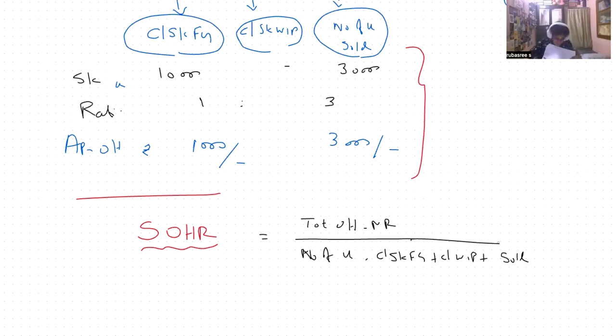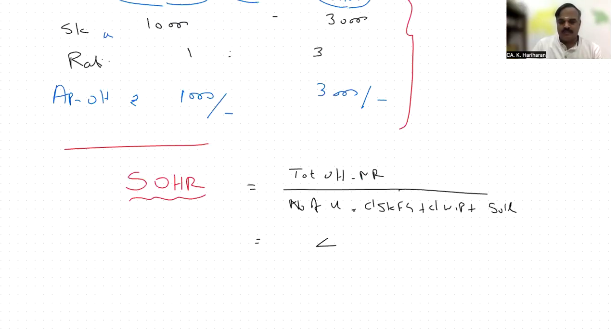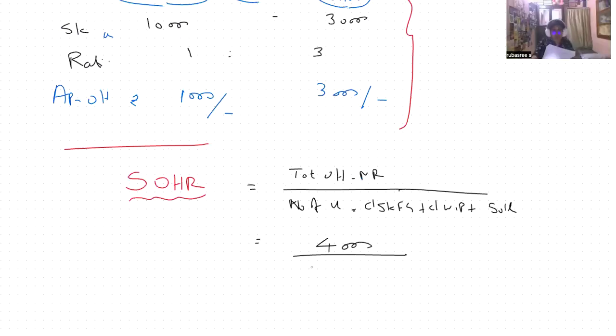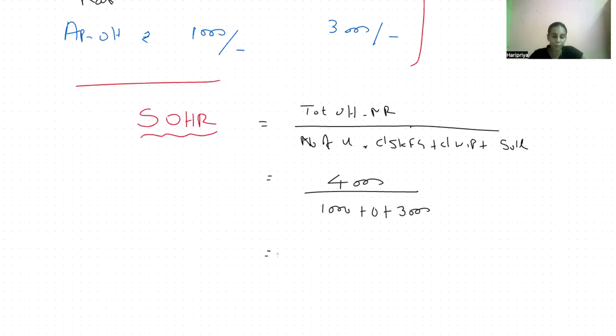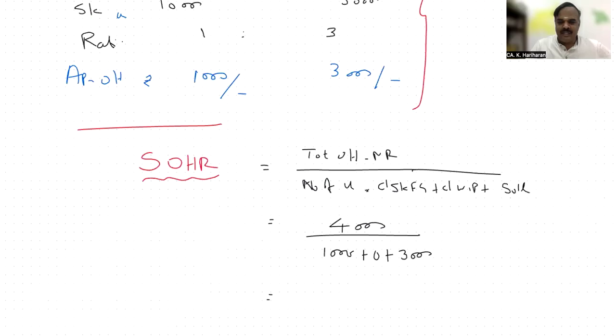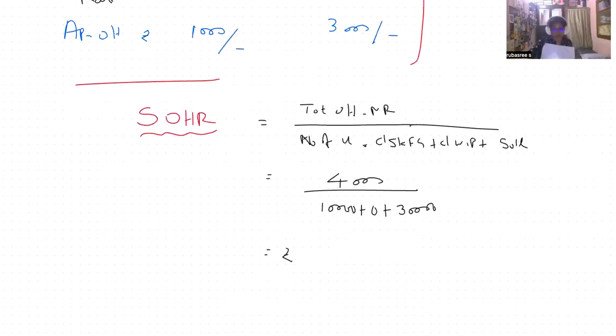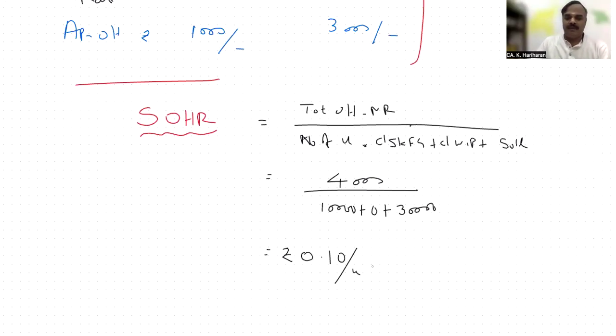Divided by closing stock of finished goods 10,000, WIP 0, and units sold 30,000. Am I right? 10,000 plus 30,000 units. Therefore, the supplementary overhead rate is equal to 10 paise per unit. Got the logic or not? This is called the supplementary overhead rate.